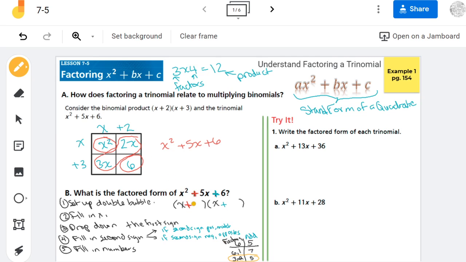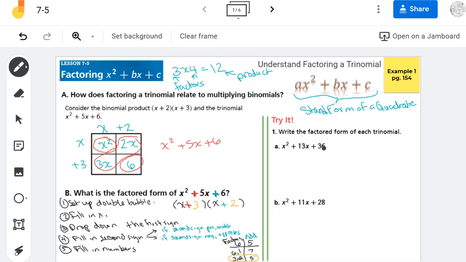And when I fill these in, I always put the big number first, which on problems like this where your signs match, it doesn't really matter. But soon we'll get to where we'll have like a minus plus or a plus minus, and then it matters what sign you put first, okay?